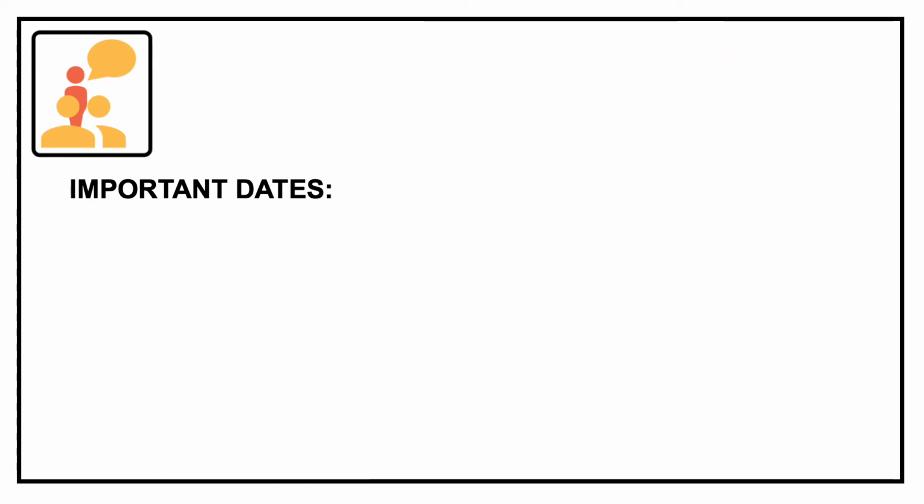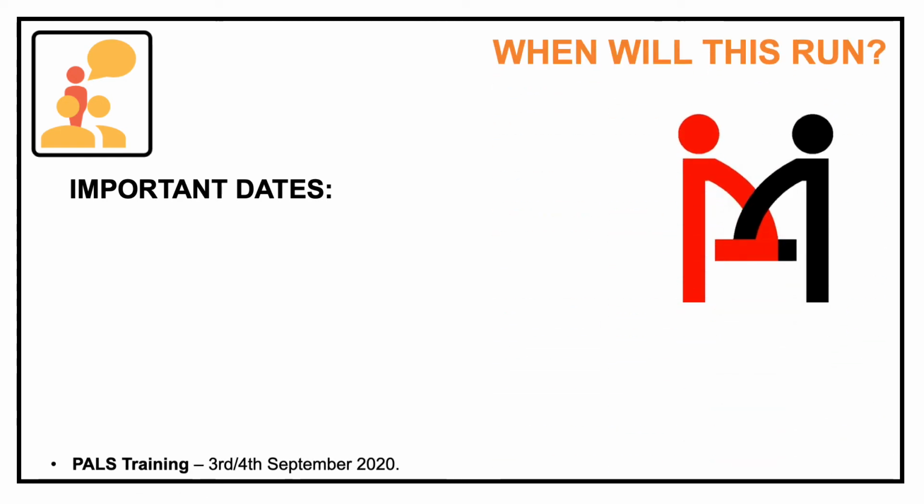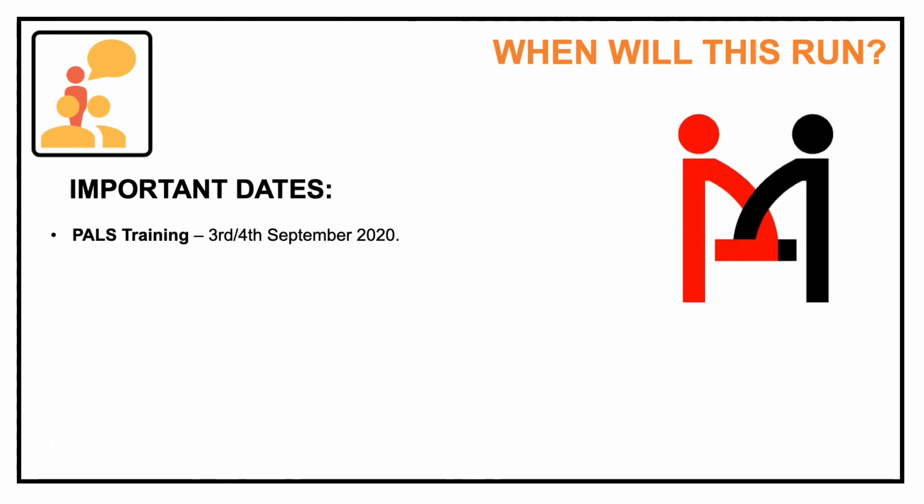Okay, so important dates for your diary. When will this all run? PAL training, as you know, will be taking place on the 3rd and 4th of September. By now you will have had an email with information on which session you should attend, and what time and where. These will be held via Zoom between 10 AM and 1 PM. You don't need to bring anything with you, just turn up. It'll be really good to meet you and I'm really looking forward to it.